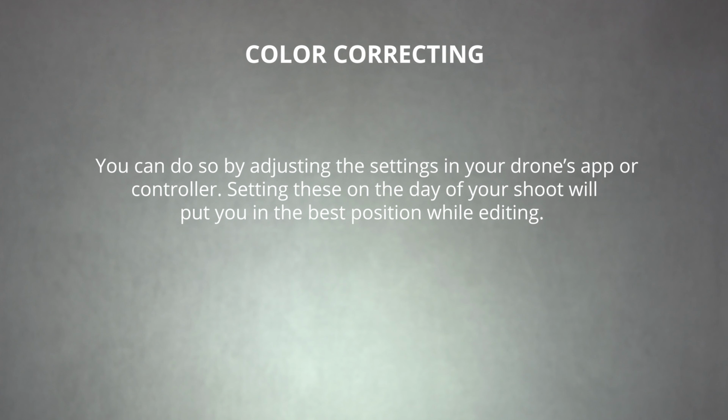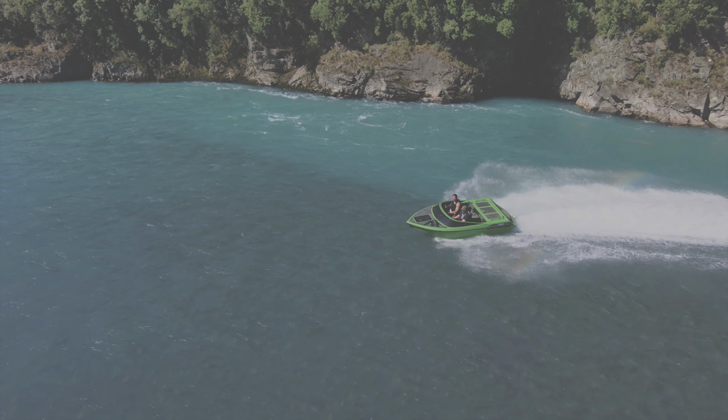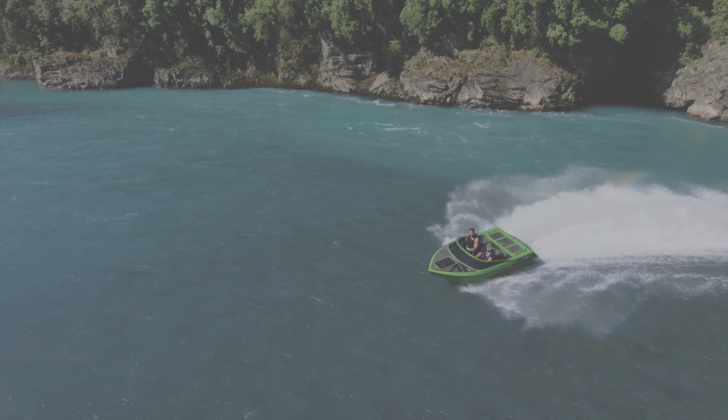You can do so by adjusting the settings of your drone's app or controller. Setting these on the day of your shoot will put you in the best position when editing. You'll want to shoot in what's called a flat or neutral color profile. This gives you the most dynamic range in color, allowing you the most flexibility in adjusting the color in editing.